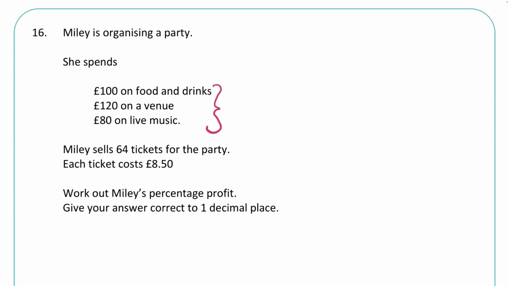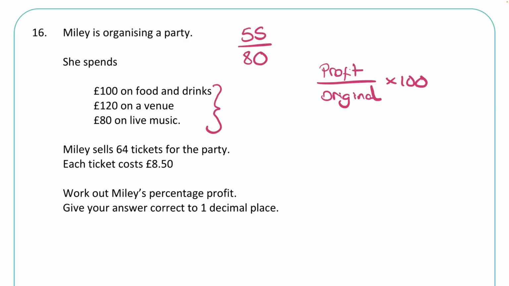So for percentage profit, we want to use our profit over the original and then multiply that by 100 to turn it into a percentage. It's a similar concept to when you are marking or scoring an exam paper, for example. A paper like this is out of 80 marks, so let's imagine you get 55. Well, you do 55 out of 80, the original amount of marks that you could have got, and then times that by 100, and that'll give you that as a percentage. It's a similar process to what we're looking at here.